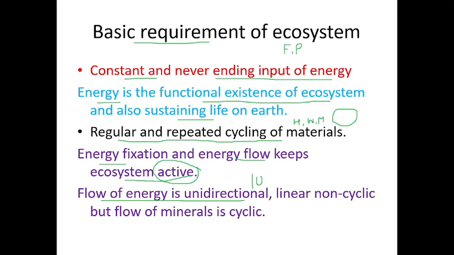But the flow of energy is always unidirectional. You have learned about the 10% law. From each trophic level only 10% of energy is being used. Not all the energy from the sun comes to the earth's surface, only a part of it does, and from one trophic level to another only 10% of energy is transferred. It's linear, non-cyclic. But the mineral cycle is always cyclic. Energy is always unidirectional. Okay, is that clear?